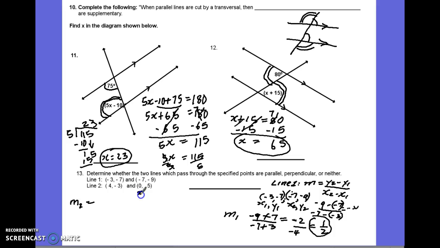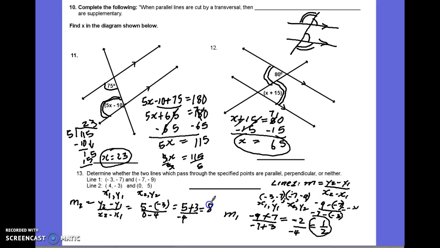And for line 2, I'm going to make these my 2's. And these over here would be my 1's. x1 would be 4, and y1 would be 3. So I'm going to apply the same formula, y2 minus y1, over x2 minus x1. And here y2 minus y1 will be 5 minus -3. And x2 minus x1 will be 0 minus 4. 5 minus -3 will be again 5 plus 3. This will be over -4.